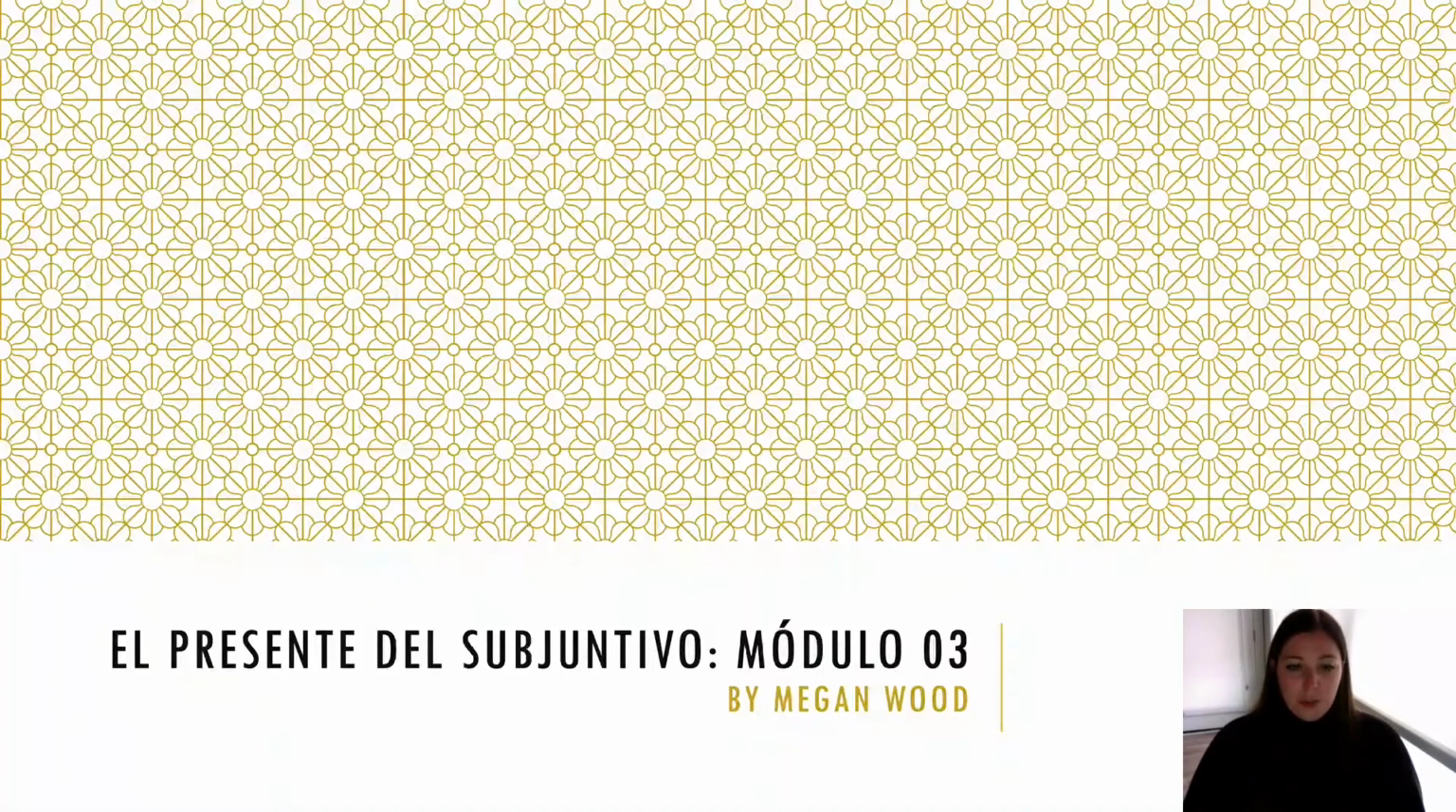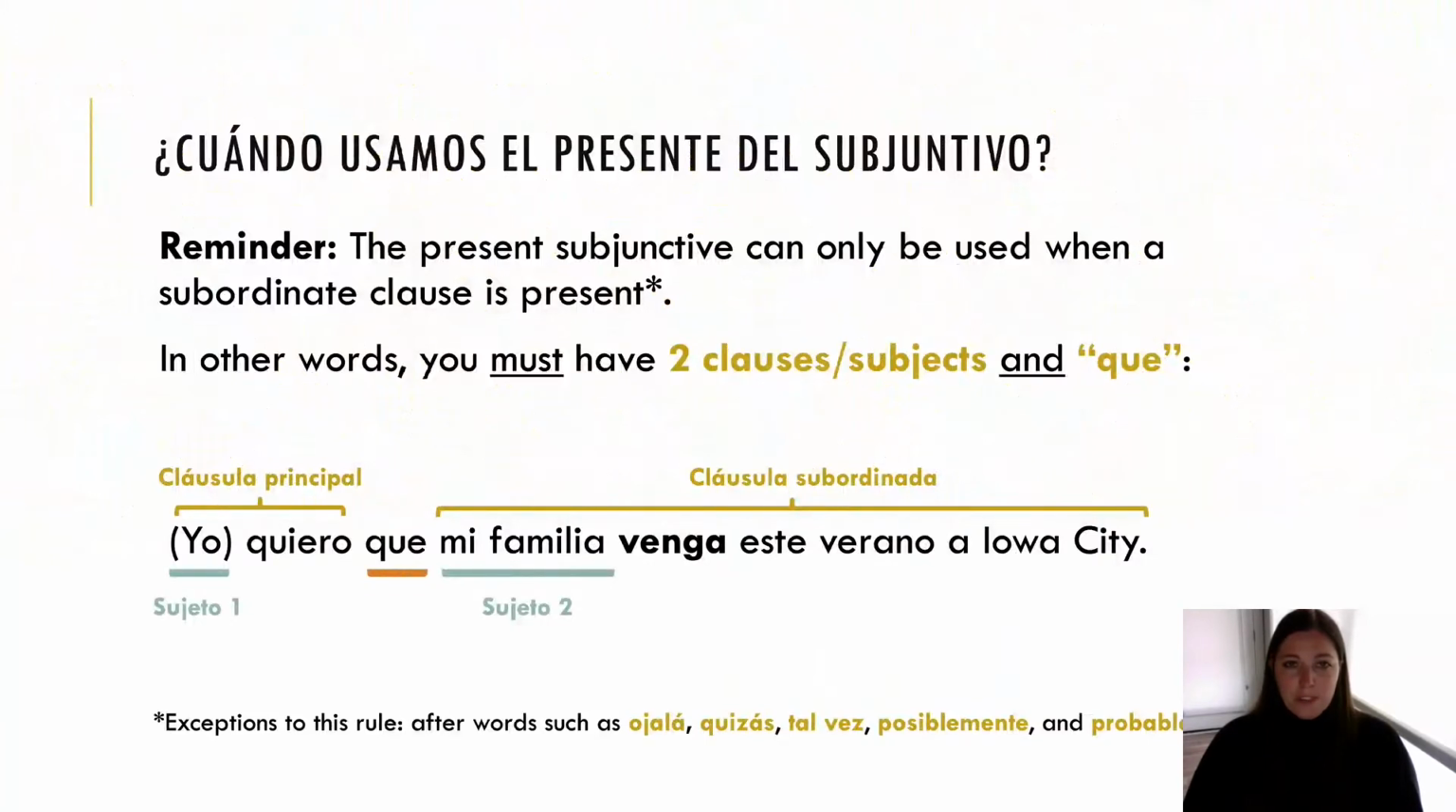El presente del subjuntivo para módulo número 3. ¿Cuándo usamos el presente del subjuntivo? There should be a reminder to you, but it's important. Remember that the present subjunctive can only be used when a subordinate clause is present. And what that means is you need to have two clauses or subjects and que.